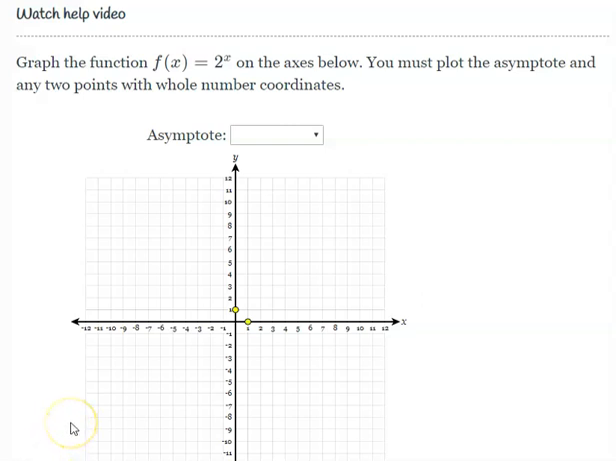In this recording, we're going to walk you through how to use DeltaMath to graph exponential functions. So we have a basic exponential function here, 2 to the x, and it requires that we plot the asymptote and then use these 2 yellow points with whole number coordinates, and these points will sort of snap into place as you get close to the grid lines. We have to have a sense of what this function will look like, so let's go over to some scratch paper and just identify a few points.